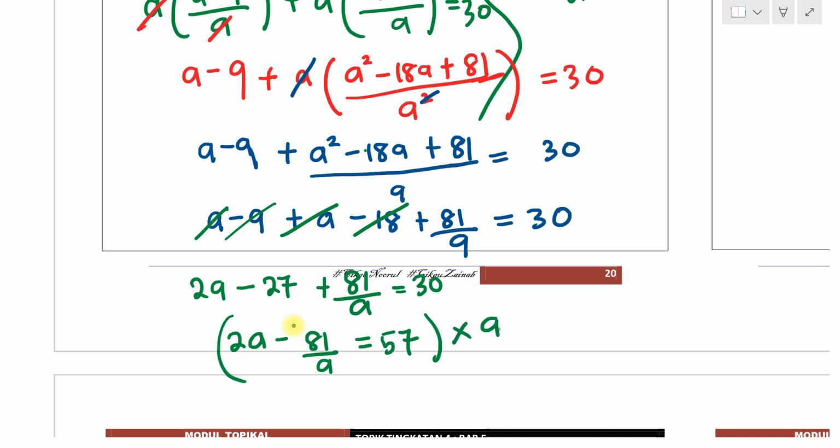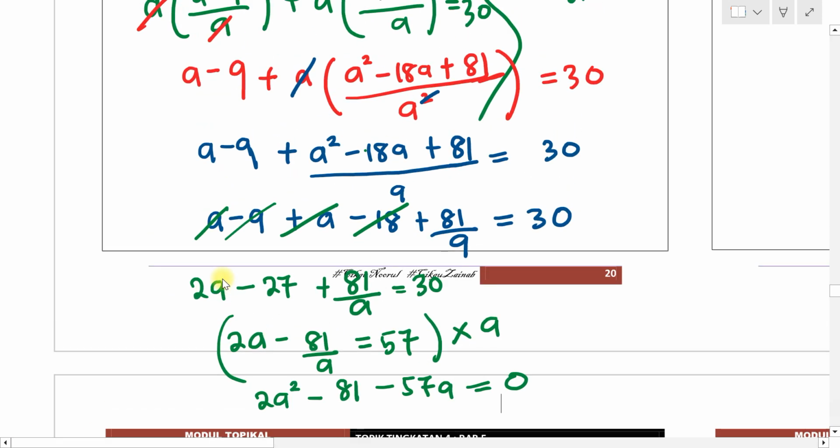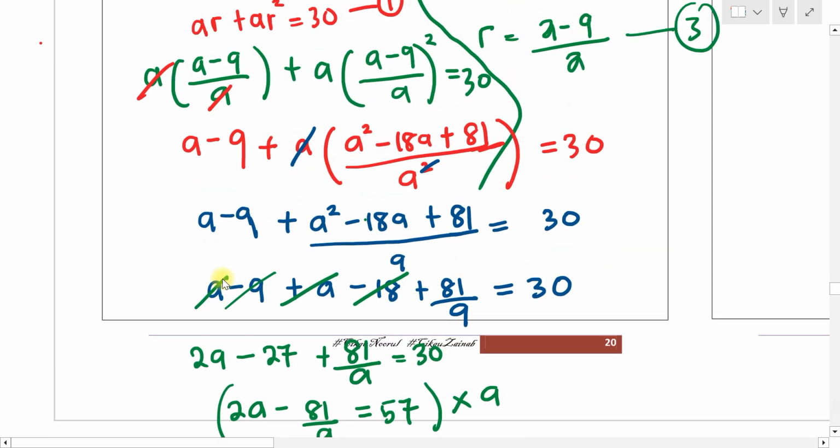So you multiply by A. So you will get 2A square minus 81 minus 57A equals 0. Okay, solve the A part. Maybe you can get the answer. Equation, simultaneous polynomial to negative 57 and negative 81. Oh no, it's something else. Maybe there is a slight mistake. Negative 18.